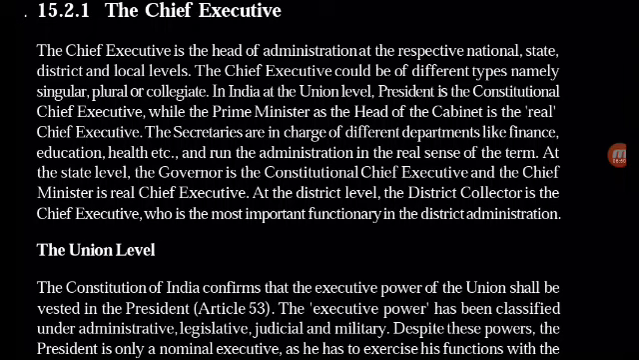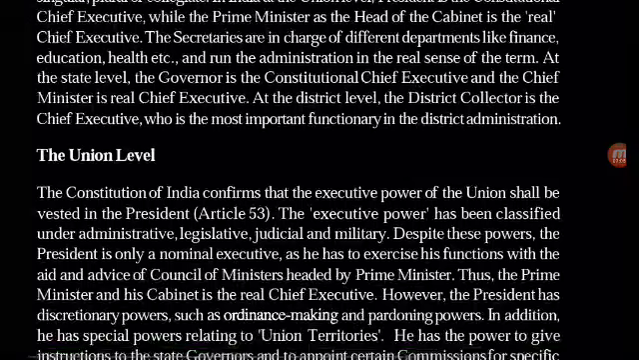The secretaries are in charge of different departments like finance, education, health, etc., and run the administration in the real sense of the term. At the state level, the governor is the constitutional chief executive, and the chief minister is the real chief executive. At the district level, the district collector is the chief executive, who is the most important functionary in the district administration.